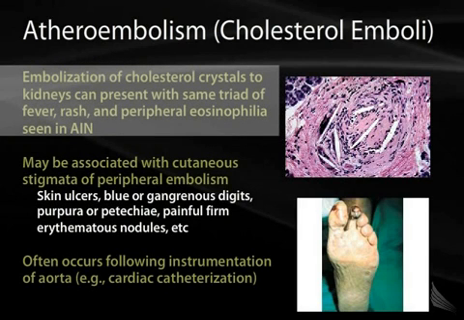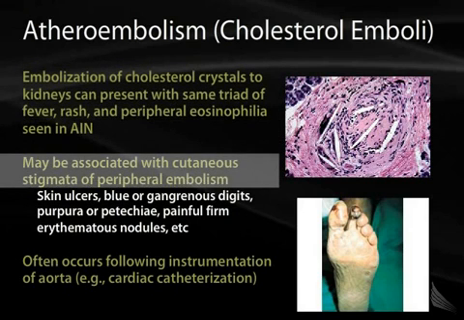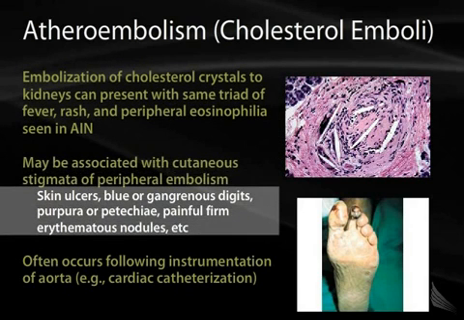Atheroembolic disease results from embolization of cholesterol crystals to the kidneys. This can present similarly to interstitial nephritis, with a fever, rash, and peripheral eosinophilia. This can also be associated with cutaneous manifestations, such as skin ulcers, blue or gangrenous digits, purpura or petechiae.